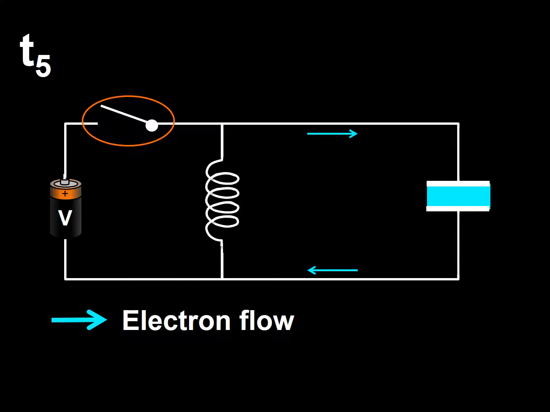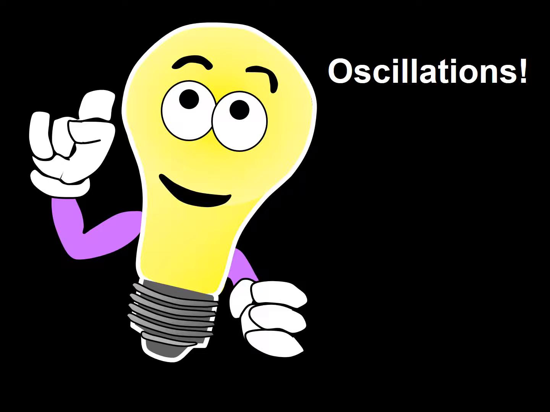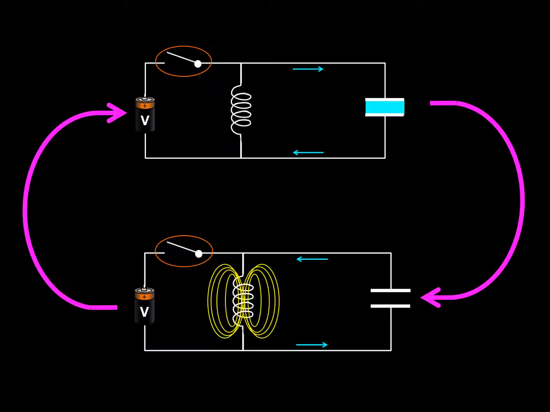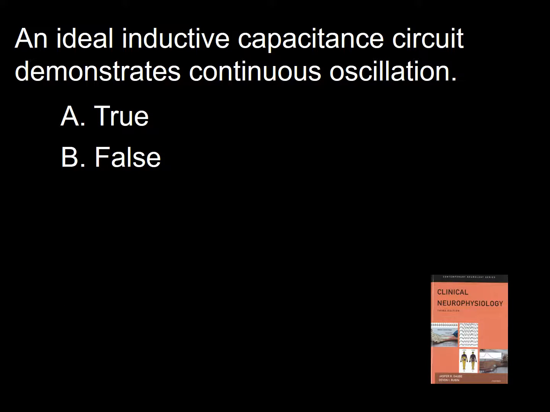I hope you noted that the time was changing in the last frames, going from time 3 to time 5. This phenomenon is called oscillation. In this frame, I have tried to simplify the concept of oscillation. So the answer to this question is A.